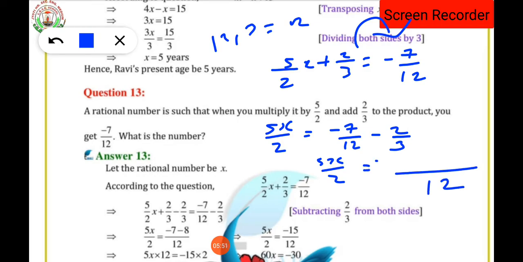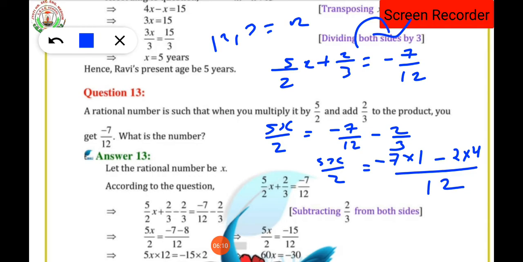12 comes in the table of 12 how many times? 1 time. That one will be multiplied with the numerator 7. In the same way, 12 comes in the table of 3 how many times? That comes 4 times. So 4 will be multiplied with the numerator 2. Okay, have you understood up to here?